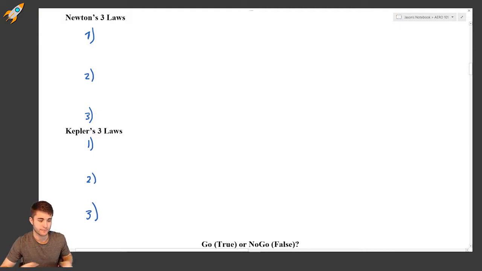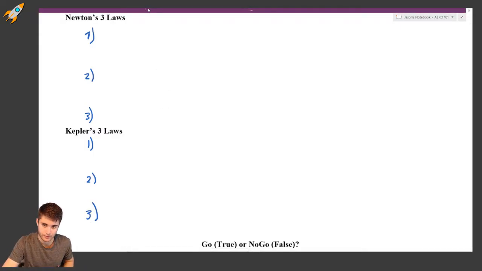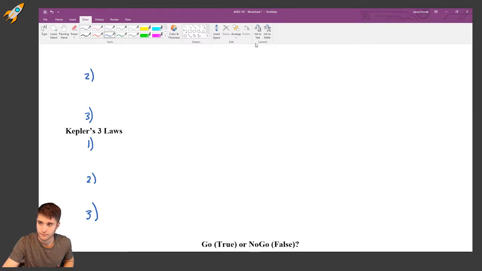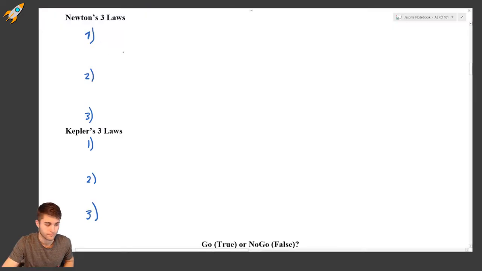Alright, so I'm going to start filling these in. And I'm going to go in logical order here. A body in motion remains in motion until acted upon. Yes. You got it. And a body at rest also remains at rest until it's acted upon.